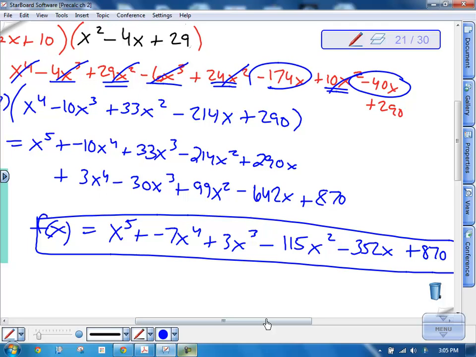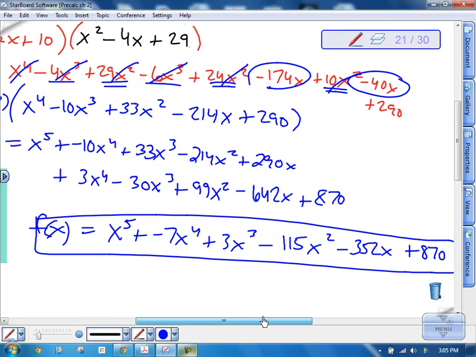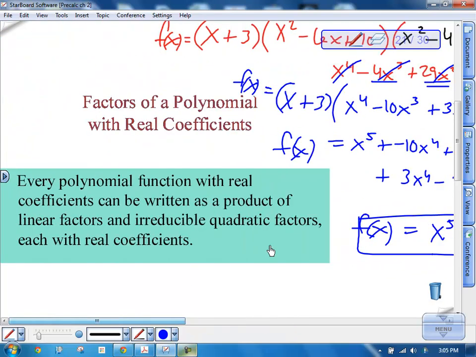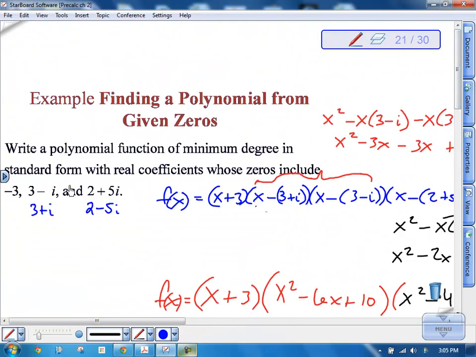I'll try to make these a little shorter for the test, but we are going to have to multiply that out. That's a polynomial in standard form with real coefficients that has the original given zeros, which are these 5 zeros.